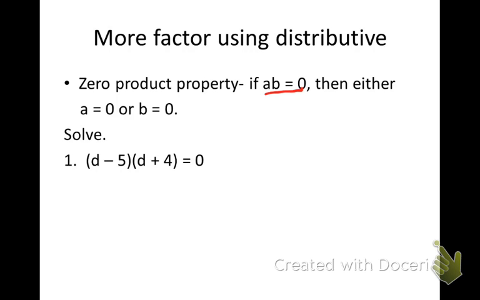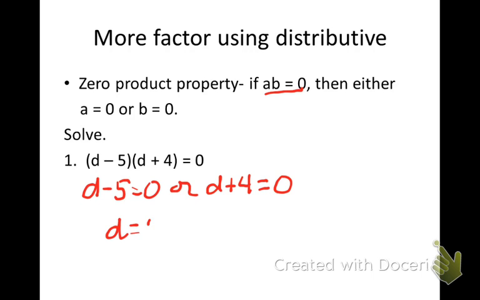So if I know that the quantity D minus 5 times the quantity D plus 4 equals 0, that tells me either D minus 5 equals 0 or D plus 4 equals 0. Well, if I go through and solve each one of these equations, in the first one I would add 5 to each side, I get D equals 5. Or over here I'm going to subtract 4, I get D equals negative 4. So these would be the two answers that I would get solving that. So pretty basic there on that one.